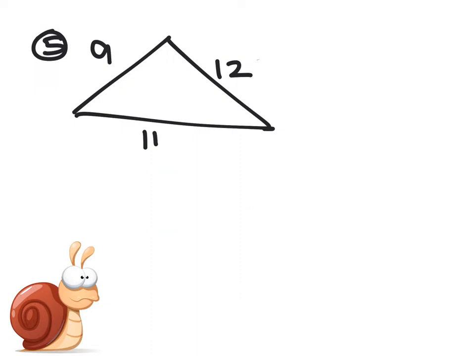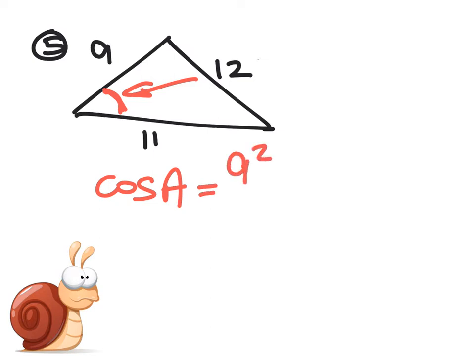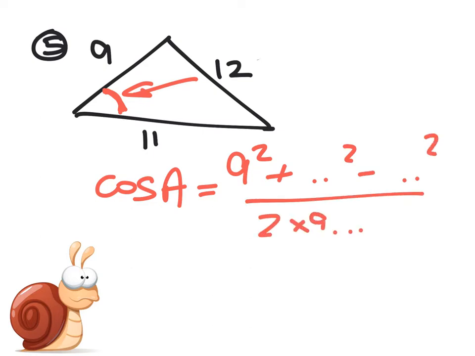Question 5. The biggest angle. Well, we know that the biggest angle is opposite the biggest side. Okay, one of these questions with 3 sides. It's a cosine rule question. So we're going to have cos A equals 9 squared plus the root squared, take away the root squared, over 2 times 9 times, you can work out what goes on all there guys, and then you'll get your answer A.